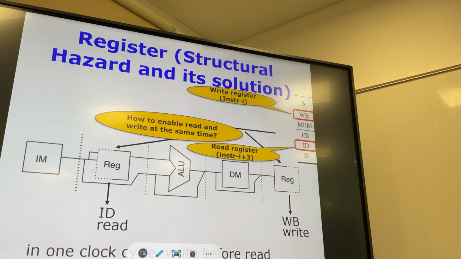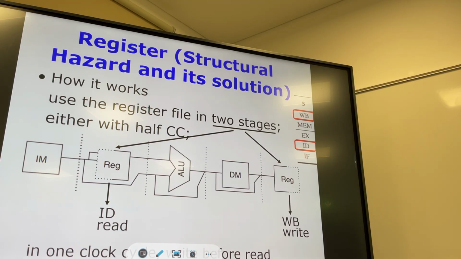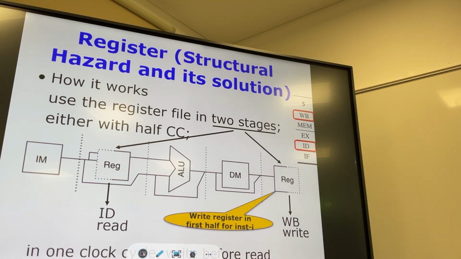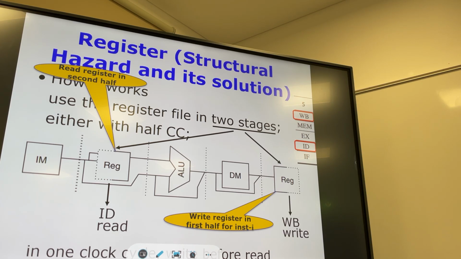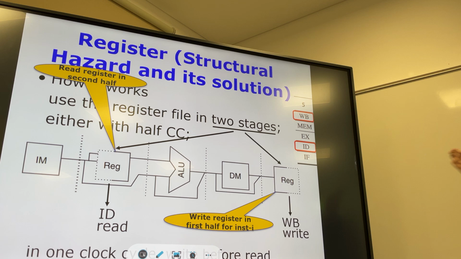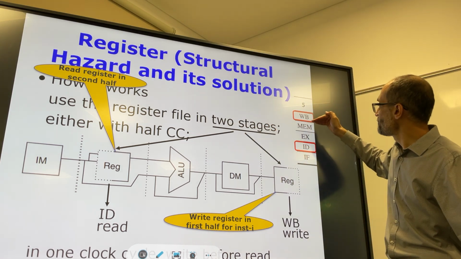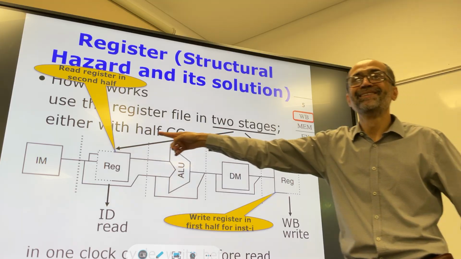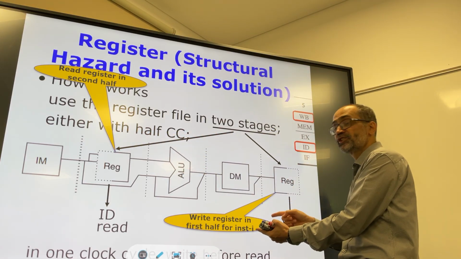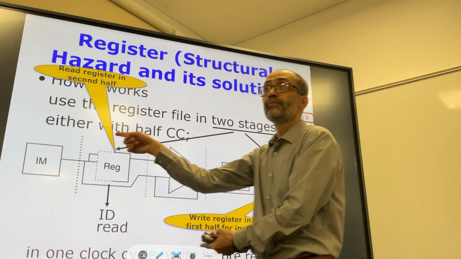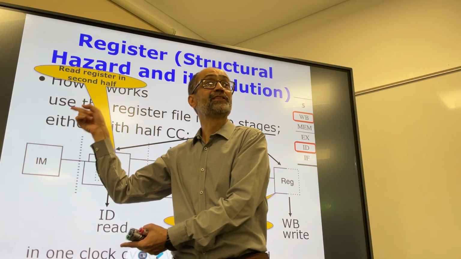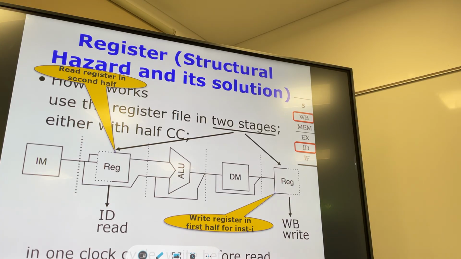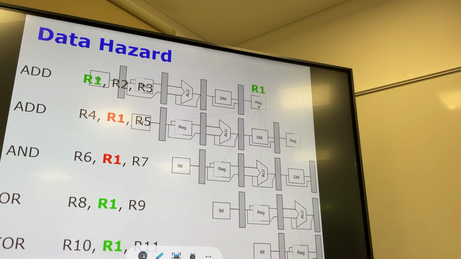So now let's go through all the things. How do we enable read and write at the same time? How does it work? We split the register file access in two halves of the cycle. So write in the first half and read in the second half. So if this is instruction I, this will be I plus 1, I plus 2 and I plus 3. So we write the register for instruction I in the first half and read in the second half for instruction I plus 3. Can you see the difference in the pipelining stages? Now we have the data hazard. Now please remember, now can you see here?